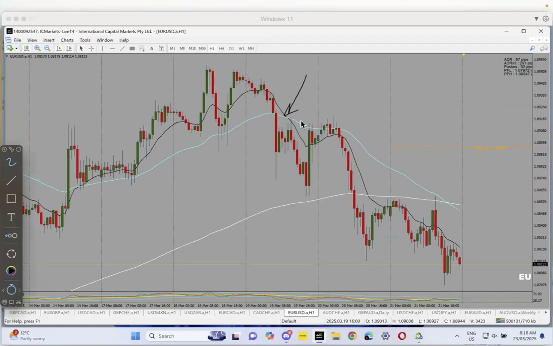13/50 crossover, right? This black one is my 13. I changed its color because the red used to annoy me. Black one is my 13. Blue one is my 50, right? They cross over. I wait for the pull to the 50. That's where my entry is. Sell, right? Same applies. I wait for the pull to the 200.